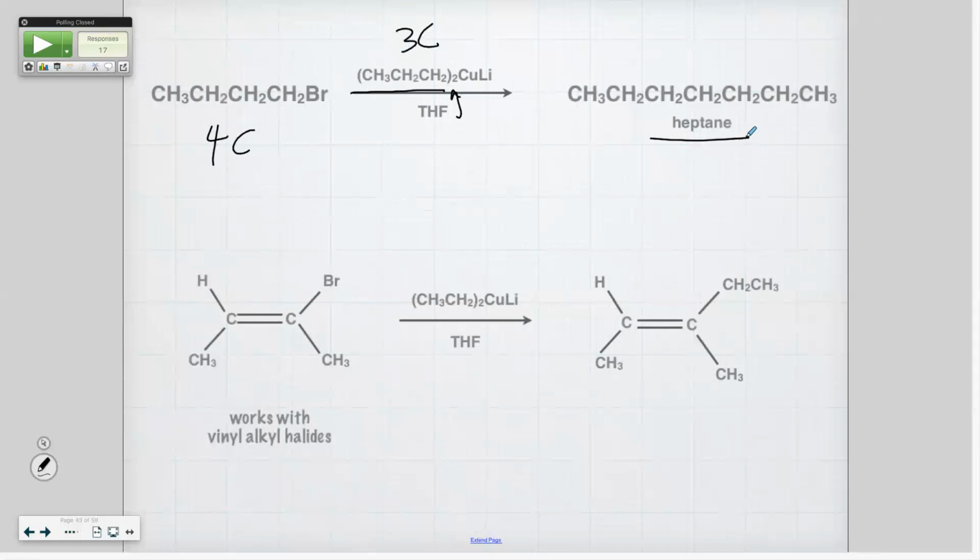All right, now look at this one. This one has the alkyl halide attached to a double bond, and it works with that. That's kind of exciting because you can make some really complicated things, again, really quickly. And it's just that one little step. You don't have to do the acid and all that. Now, you do have to make this thing. You do have to make the Gilman reagent. I don't think you can buy them. I think you have to make it.